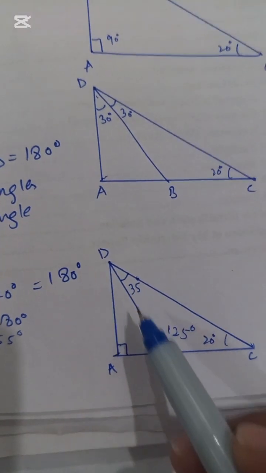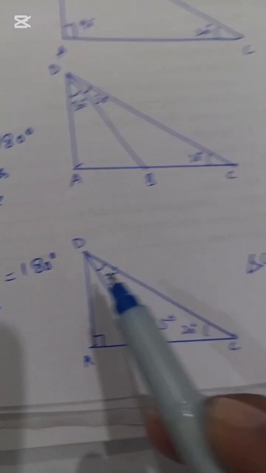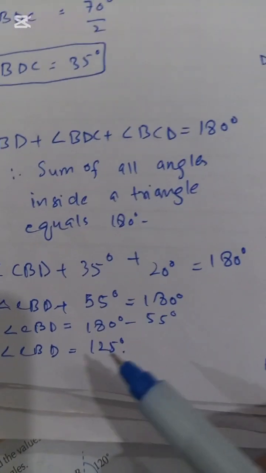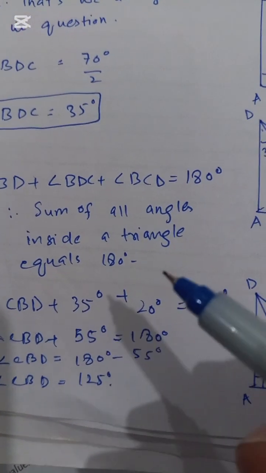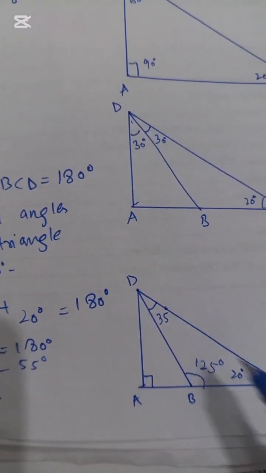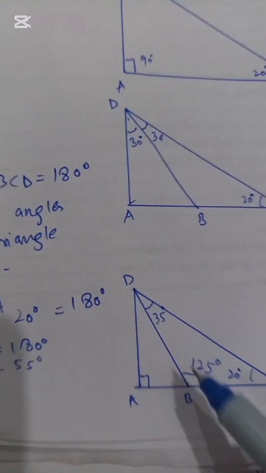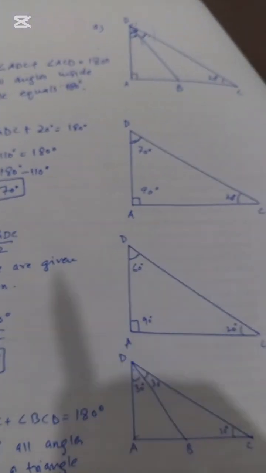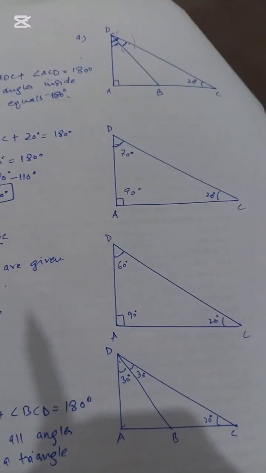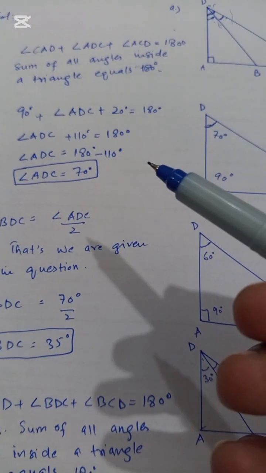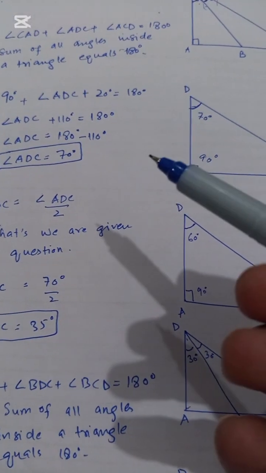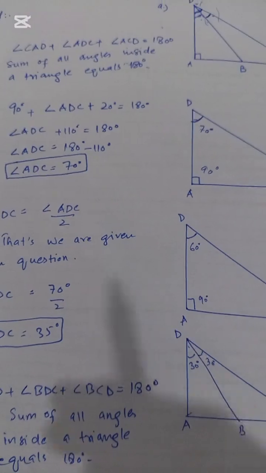We have to find the value of this angle, so we will think of this as another triangle. And if this is a triangle, then the law comes in: the sum of all angles inside the triangle equals 180 degrees. So that's what we have to use. We are given two angles, 20 and 35, and we'll find the third one. So inside a triangle, if we are given any two angles, we'll use the law. What is that law? The sum of all angles inside the triangle equals 180 degrees. So this is how we solve the first question.